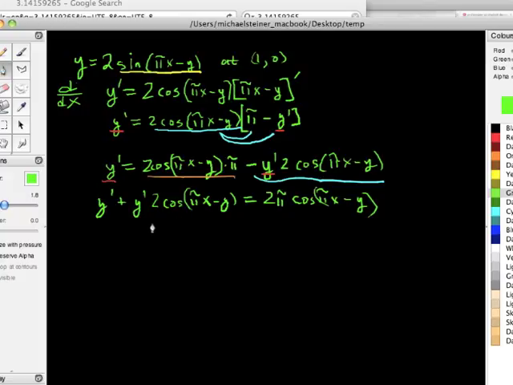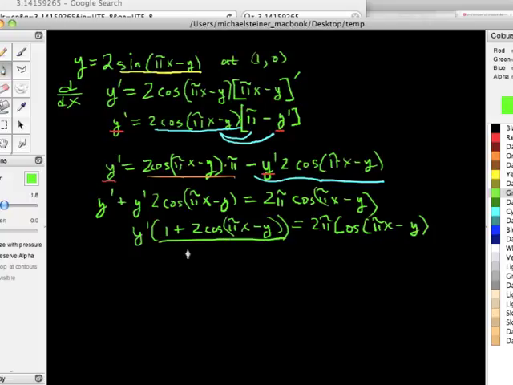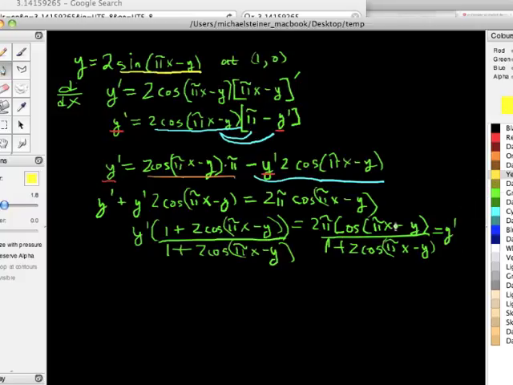Factoring out a y prime from the left-hand side, we have y prime times 1 plus 2 cosine pi x minus y, and that is equal to 2 pi cosine pi x minus y. Get ready for the endorphins. Divide both sides by this term, 1 plus 2 cosine pi x minus y, and we have our y prime. Oh, I was just super crazy careful. So this is our y prime. So that was just algebra.